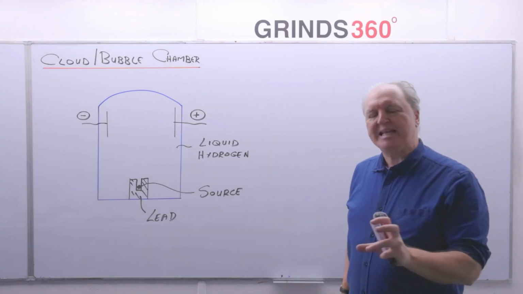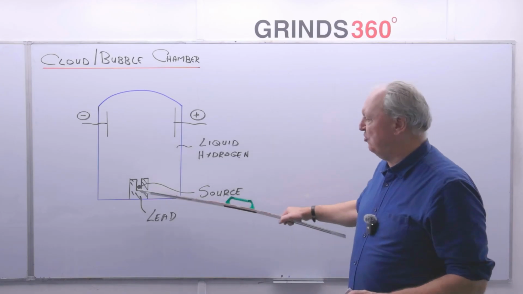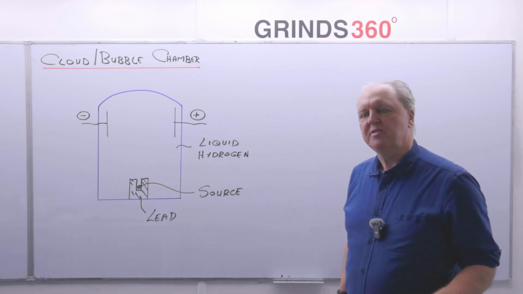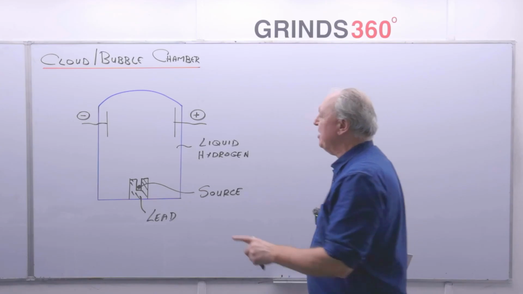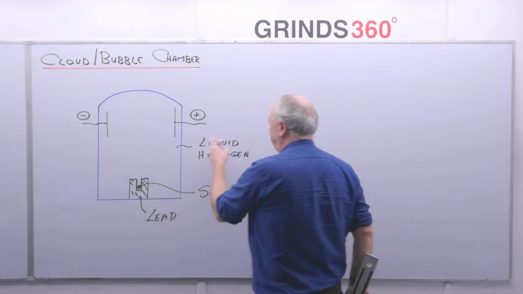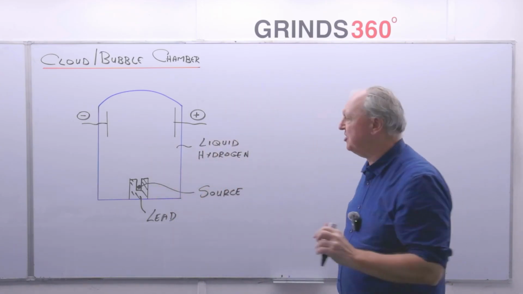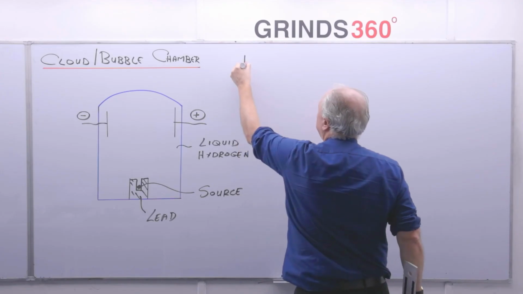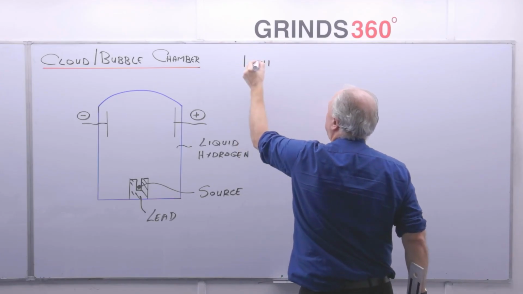Now, these little invisible bullets that are getting spewed out from the source, we can't see them. But when they go flying through the vapor or the liquid hydrogen, what they do is they ionize it. They knock electrons out.